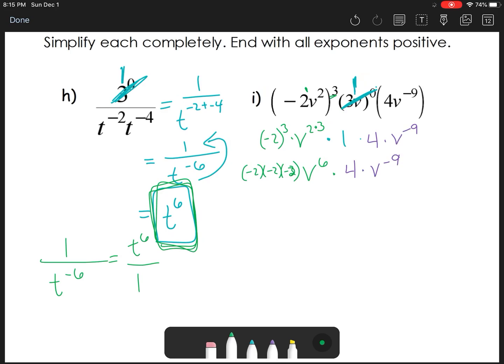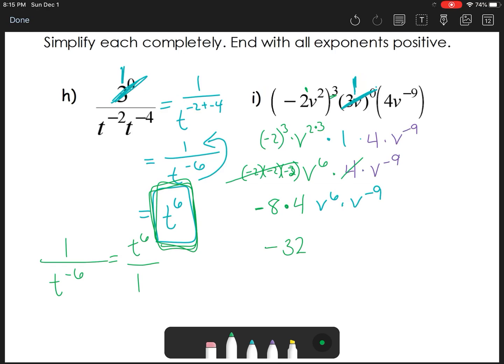Well, let's put our like terms together. Negative 2 times negative 2 times negative 2, it would stay negative because there are 3 negatives, and then we'd have an 8 times this 4, and we'd have v to the 6th times v to the negative 9th. Well, negative 8 times negative 4 would be negative 32.